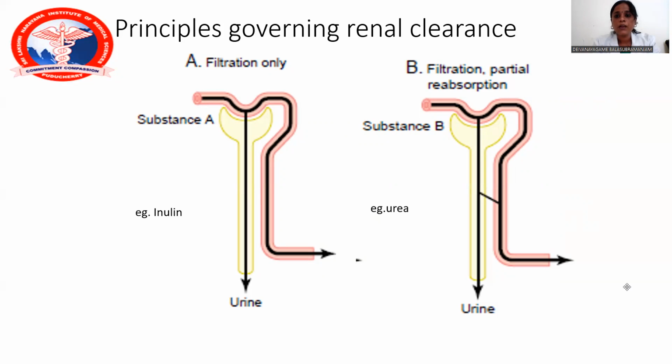Next, a substance that is filtered and partially reabsorbed. For example, substance B, which is urea. It is filtered from the glomerulus into the tubules, where it is partially reabsorbed. This substance is also used for measuring the GFR.